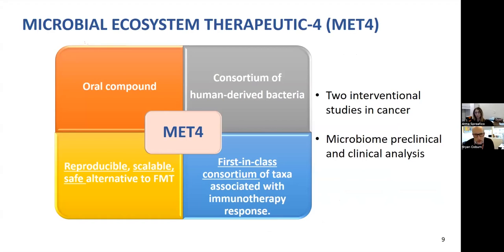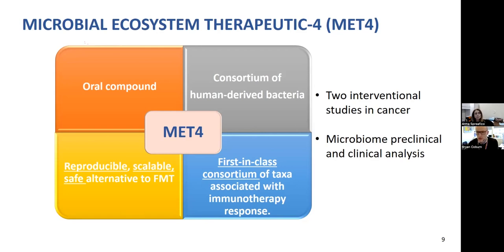Thanks. So, what is MET4? Part of the appeal of discussing microbial consortia is some of the practical advantages over FMT, but I'm going to highlight some of these and then we'll compare some of the differences in the next slide. But it's an oral compound of human-derived organisms isolated from the stool of a healthy donor that are then cultivated ex vivo, which produces a consortium of organisms that can be reproduced at an industrial scale even. It can be scaled up to large quantity production.